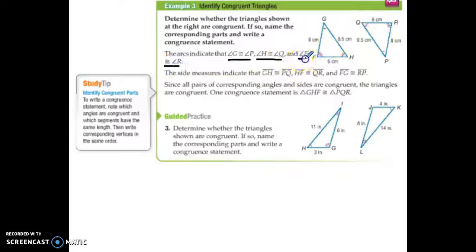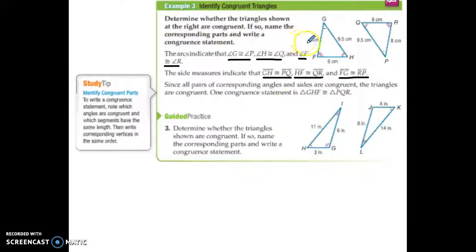So the angles are good. The angles are checked. Now I gotta do the sides. So let's do GH. GH is 9.5. Do I see one that matches up in the other one? Yeah, 9.5 right there. So GH and PQ are the same. Let's check this bottom one. HF is 6. Well, QR is 6. Those match up. And last one, FG is 8 and RP is 8. 3 angles that match up, 3 sides that match up. Yes, they are congruent. And they want to write a congruent statement.